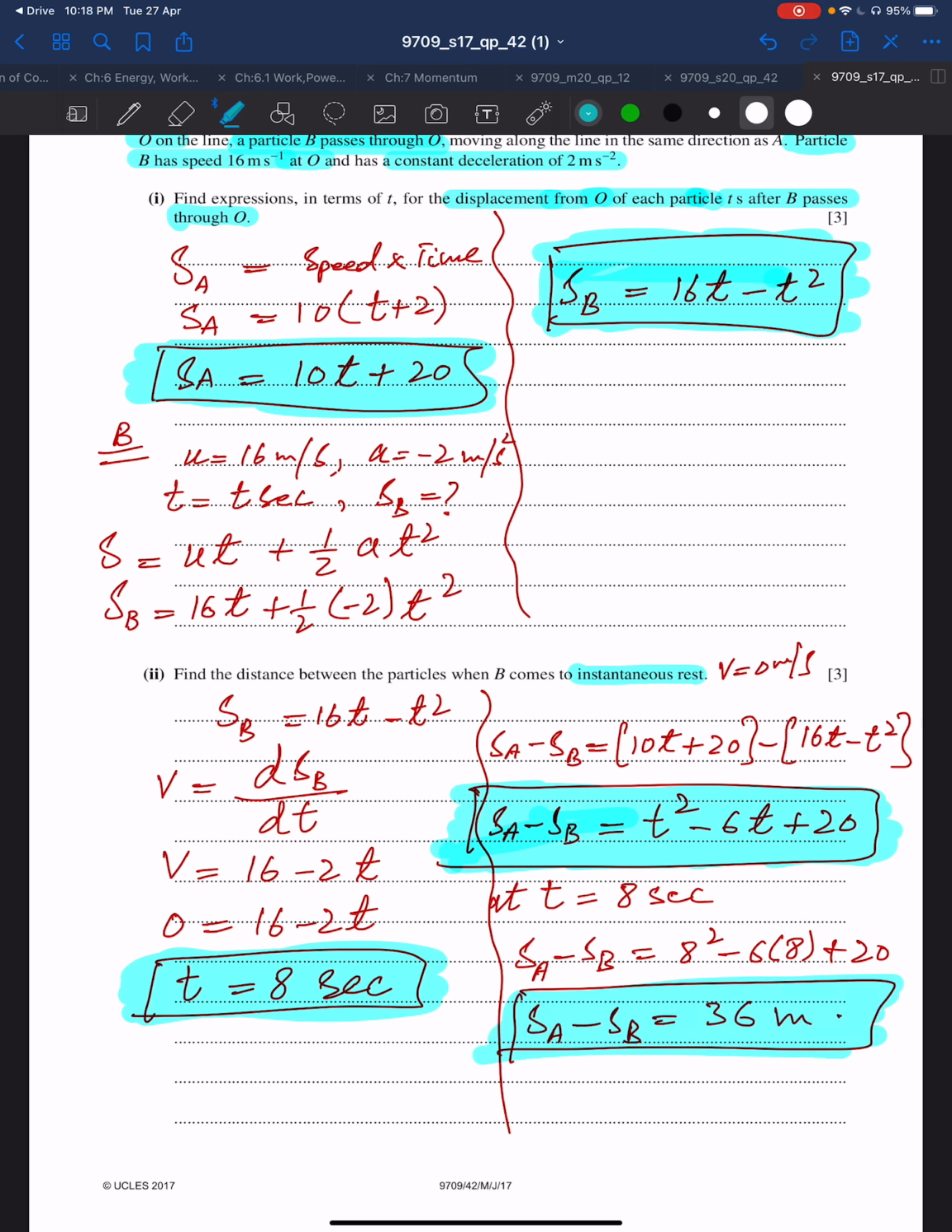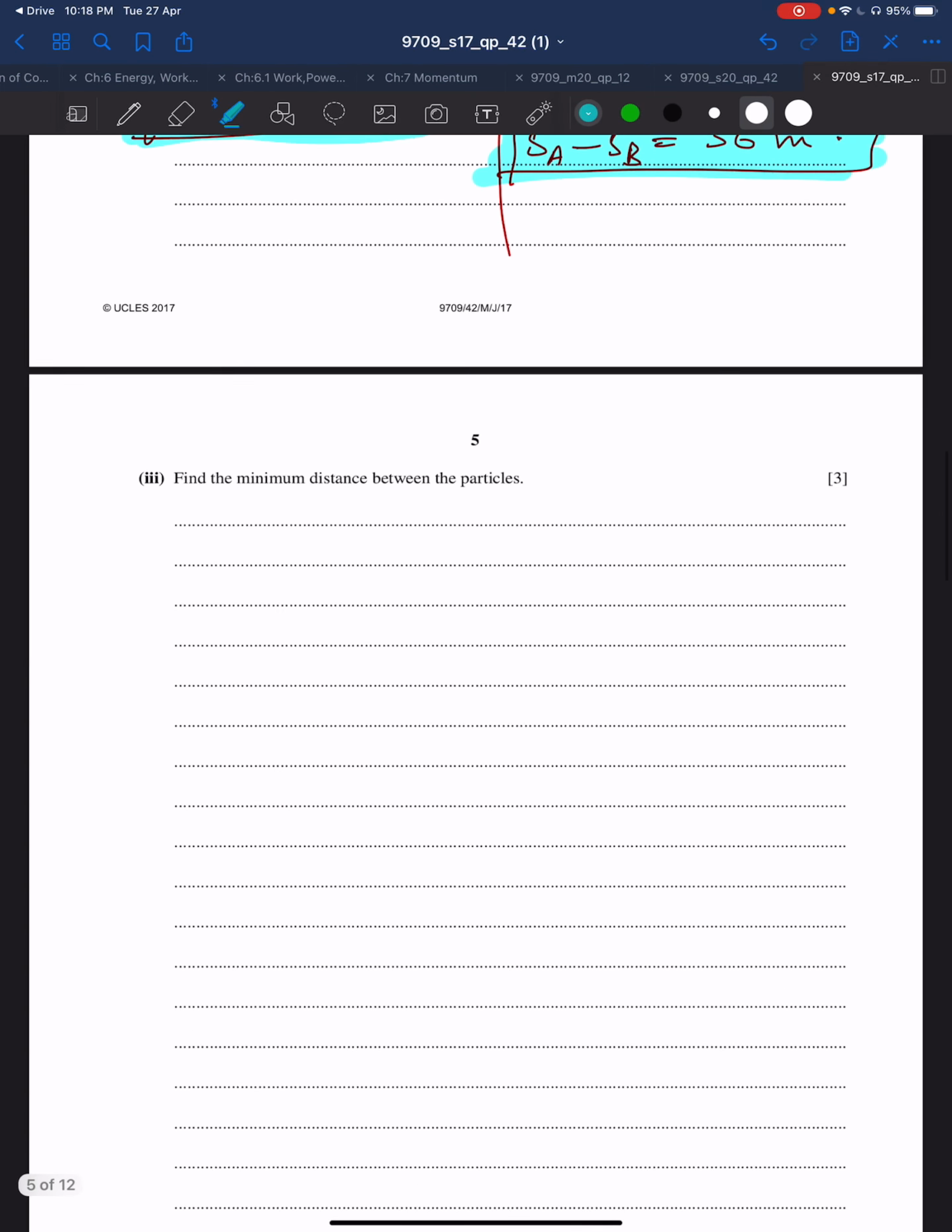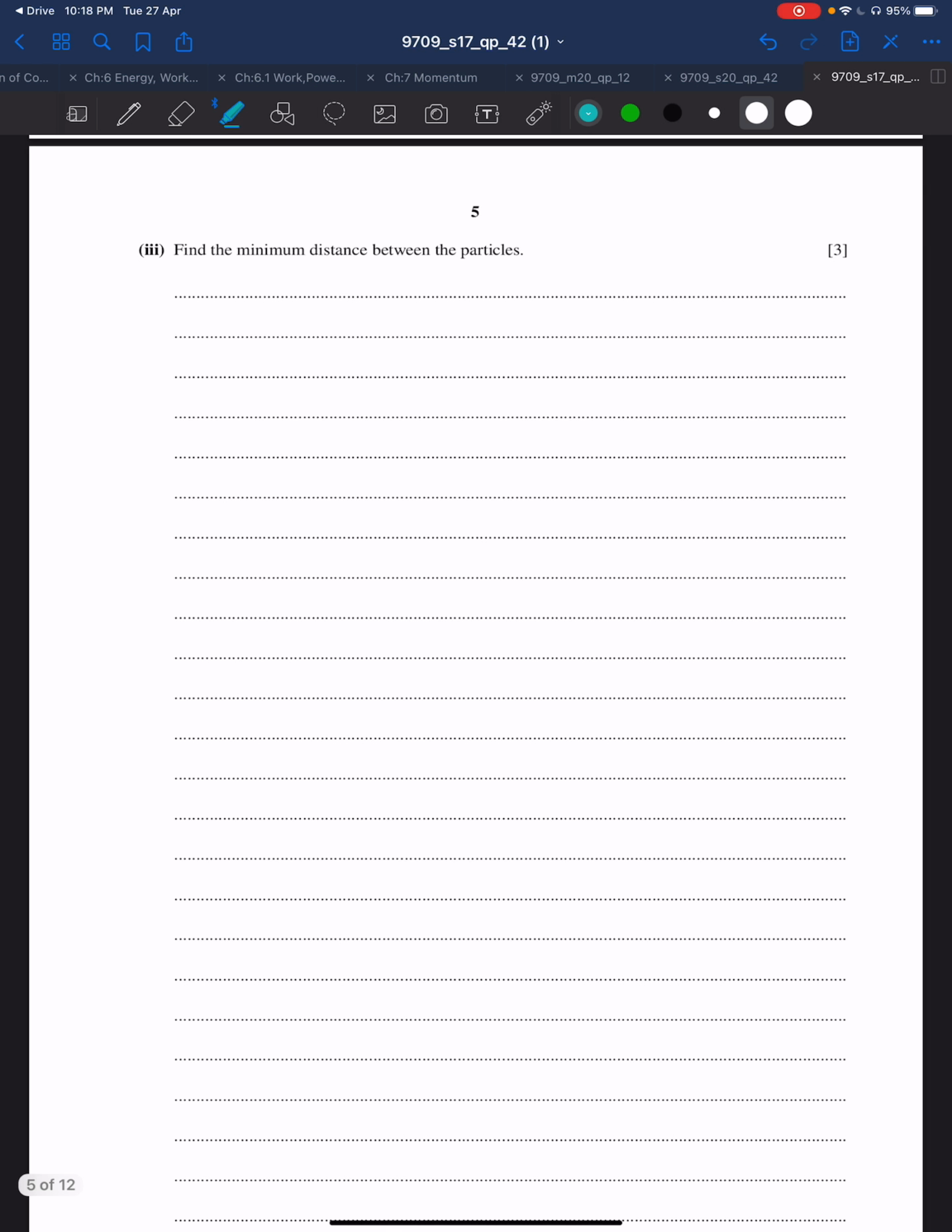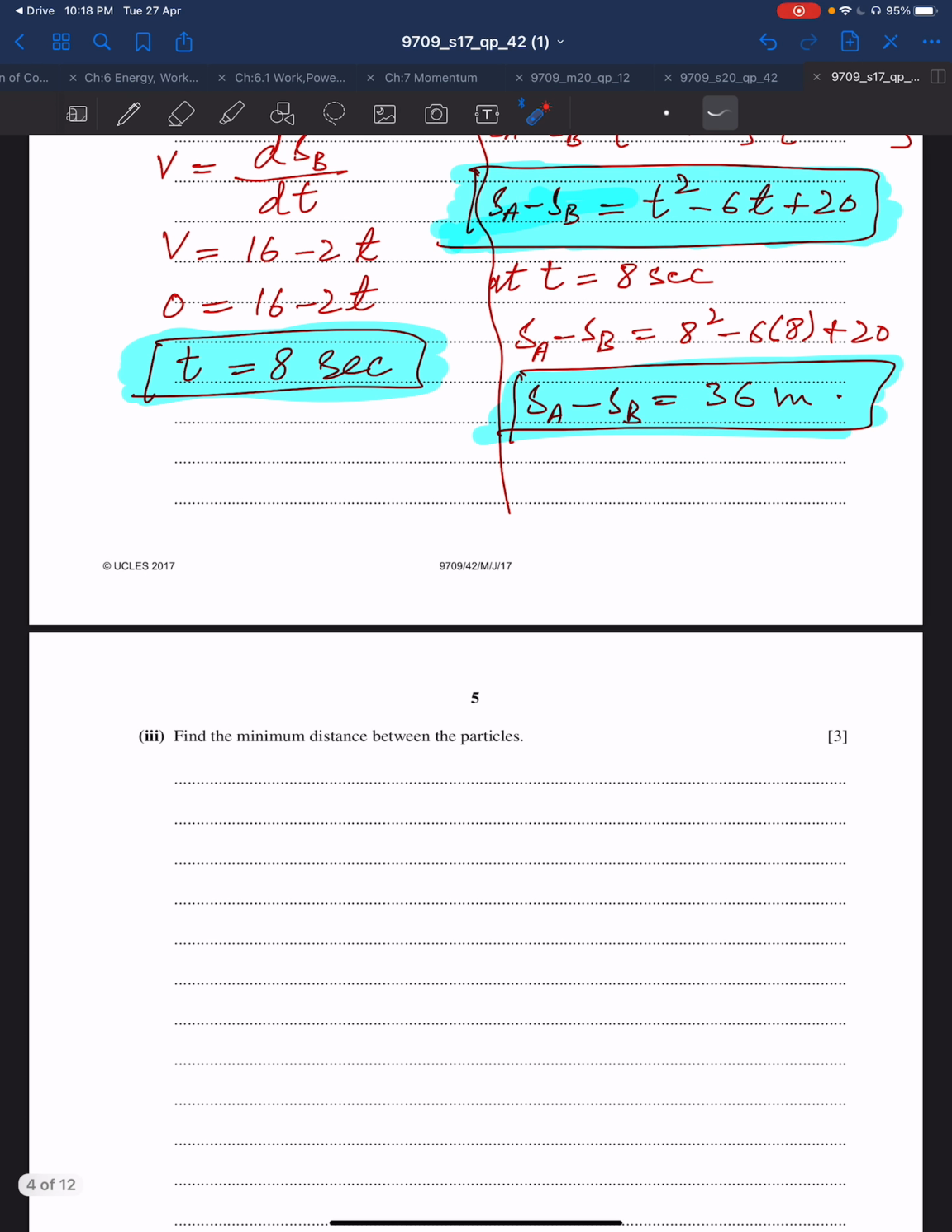Okay, next, in the third part, find the minimum distance between the particles. We have to find out the minimum distance between the particles. Again, we'll move back. What is the difference between the particles? That is S of A minus S of B, equal to t square minus 6t plus 20.